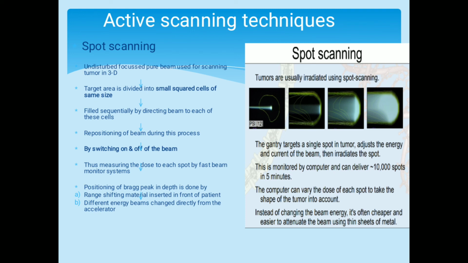The gantry targets a single spot in the tumor, adjusts the energy and current of the beam, then irradiates the spot. This is monitored by computer and can deliver 10,000 spots in 5 minutes. The computer can vary the dose of each spot to take the shape of the tumor into account. Instead of changing beam energy, it's often cheaper and easier to attenuate the beam using thin sheets of metal.